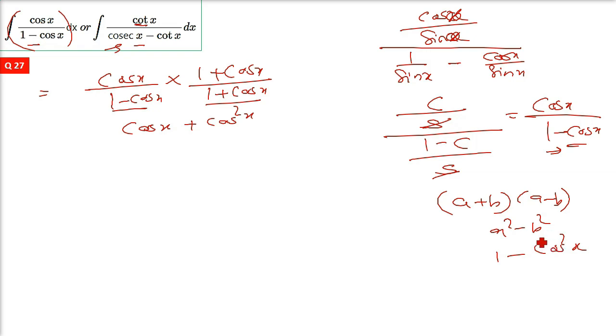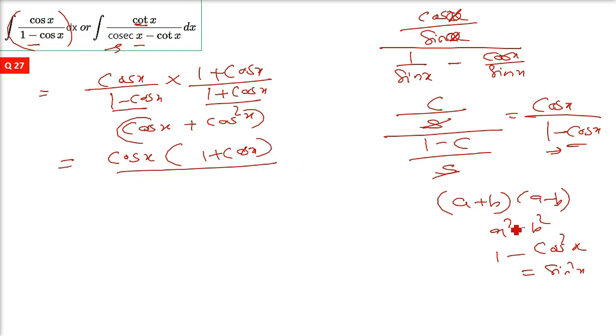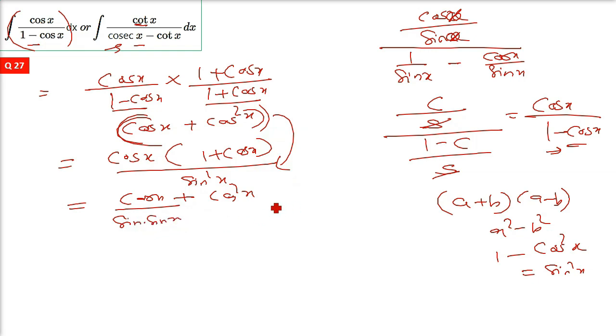So 1 minus cos square x is sin square x, because sin square x plus cos square x is equal to 1. The numerator multiplication cannot be simplified, so we have cos x plus cos square x, or you can keep it as cos x into (1 plus cos x), but eventually we'll need cos x plus cos square x only. The denominator has come down to sin square x. Now cos x plus cos square x, the numerator, can be taken one by one with the denominator. So we have cos x by sin square x here and cos square x by sin square x here. We haven't started the integration as of now.